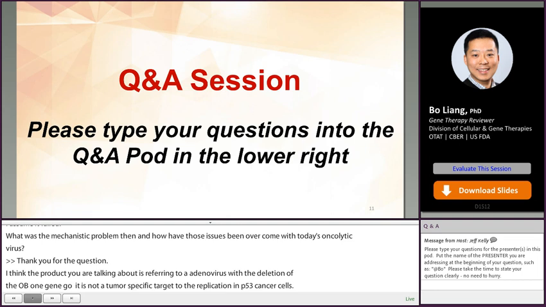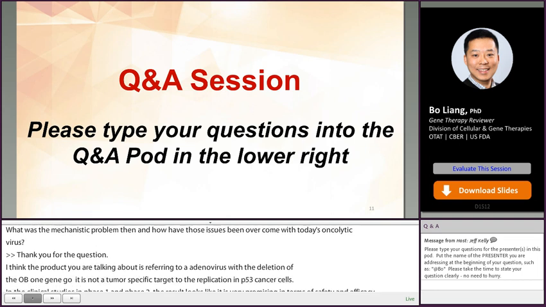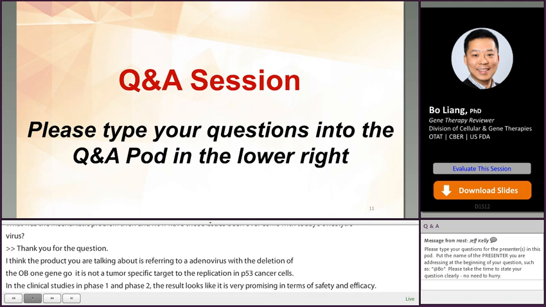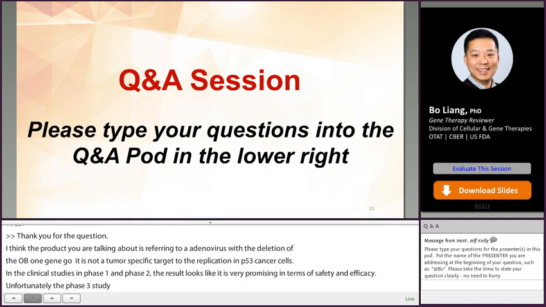But unfortunately, the phase 3 study has not been completed because of corporate financial reasons rather than scientific reasons. So that phase 3 was stopped, and the company decided to change the focus to a small molecule.